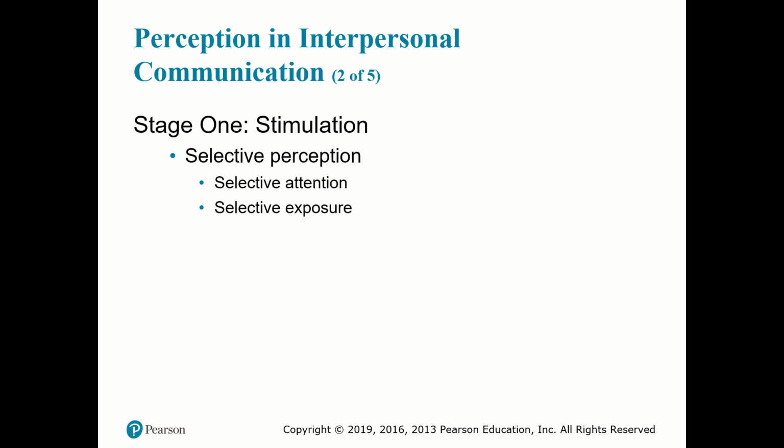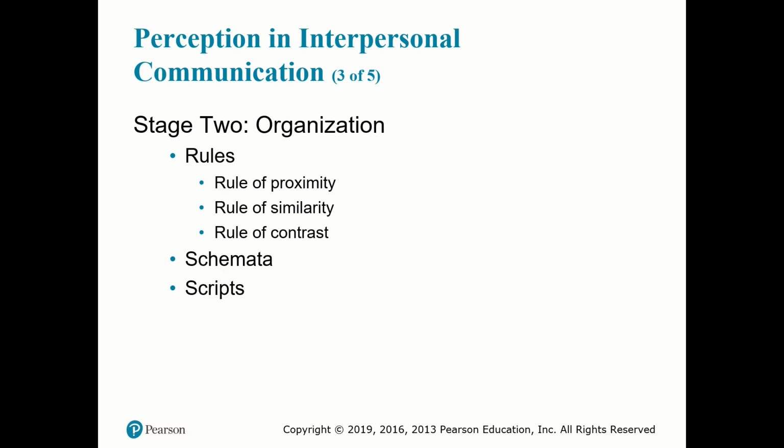So this is the first of 5 different steps. It's called stimulation, where we pick and choose our messages. Stage 2 is organization. Whenever we receive that stimulation, then we process the information. We follow rules, schemata, or scripts, as we see here. We file away the information in a specific way.